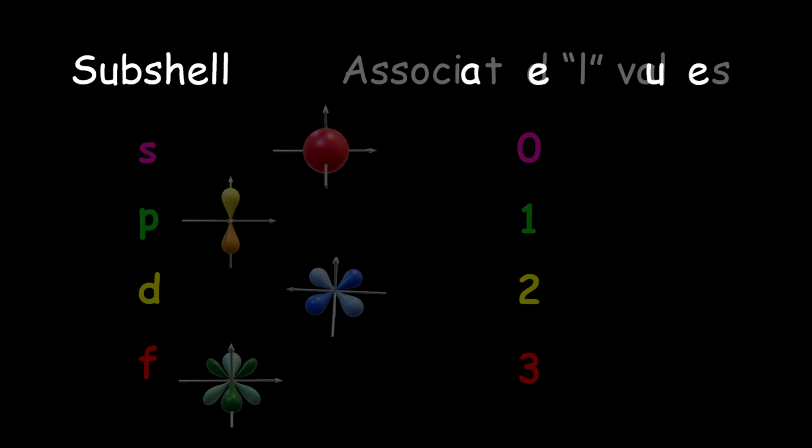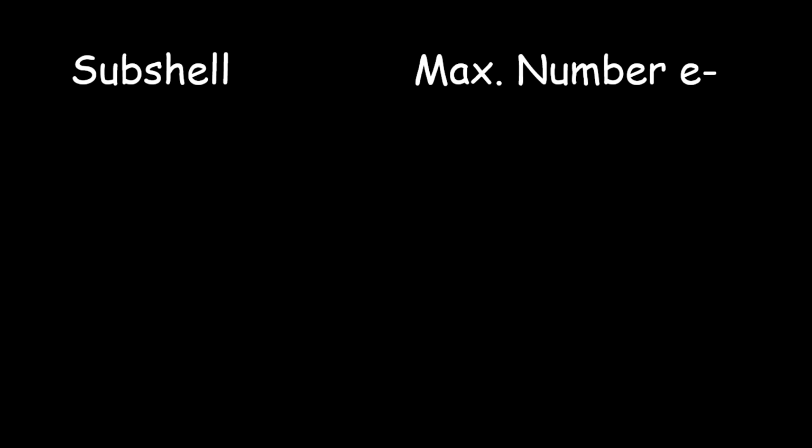All right, so let's jump in some more and look at the subshell with the associated maximum number of electrons. Once we talk about the S subshell, we're talking about a certain value. We have P, we have D, and we also have F. So let's look at the values now. The S will contain a maximum of 2 electrons. P, 6. D will be 10. And F will be 14. What I want you to notice is that these values increase by 4 as they go along.